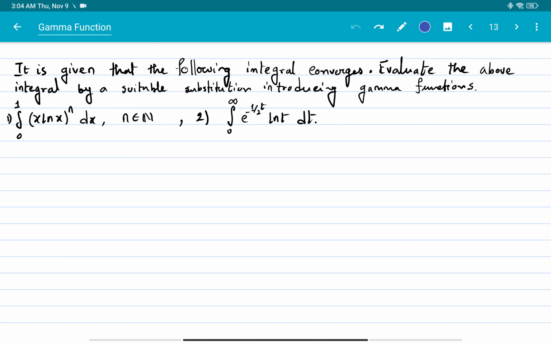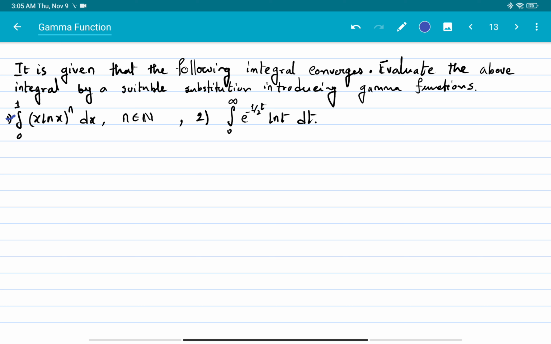So this is the second part of problem solving with gamma function. We have left with some sort of problem. It is given that this following integral converges. We are asked to evaluate this integral by a suitable substitution.